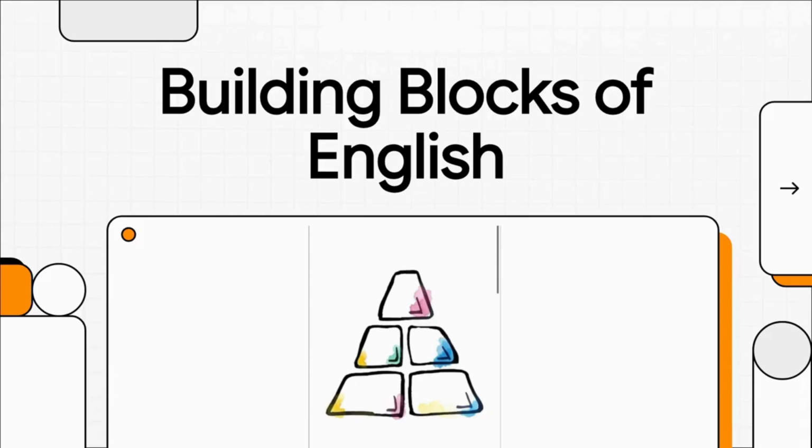Every single sentence you speak or write in English is made from just a few simple parts. Think of them like Legos or building blocks. And if you want to build really strong, clear sentences, you gotta know your tools. So today, we're gonna dive into the first four.